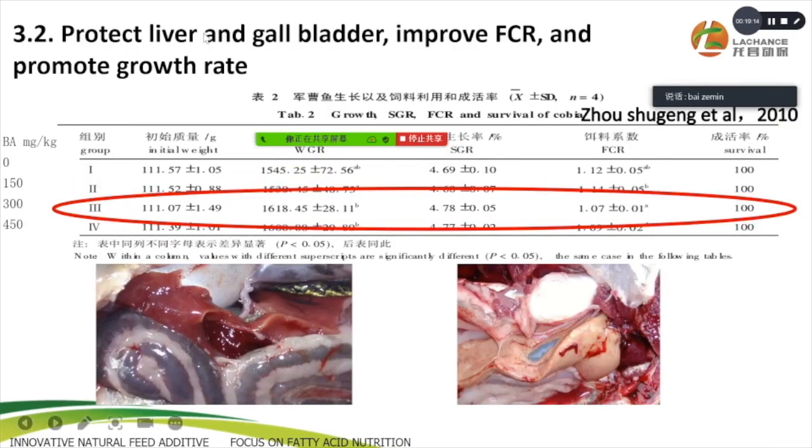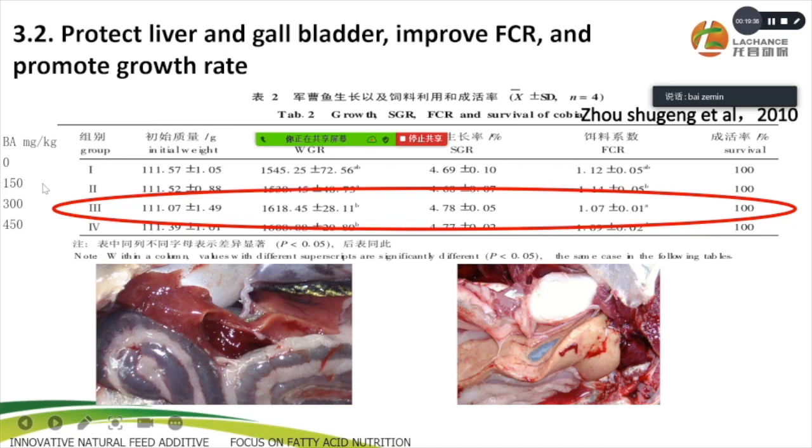And of course, just now we mentioned bile acid can protect the liver and gallbladder, improve the FCR, which is similar to feed efficiency, and also promote growth rate. This was done by other researchers from one of the universities in China.